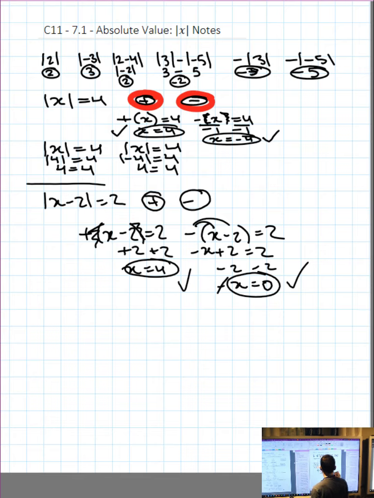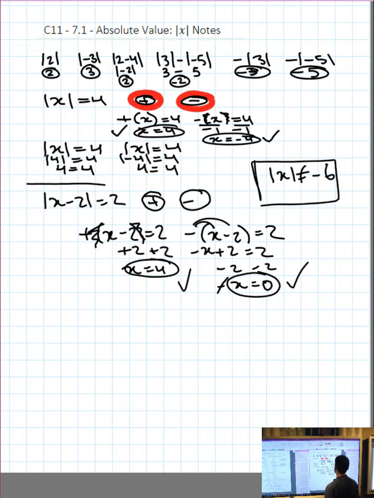I forgot something off to the right. I'm going to put a box around it. The absolute value of x cannot equal a negative. I'm going to give a number because sometimes I like whichever. It's impossible. An absolute value cannot equal a negative.